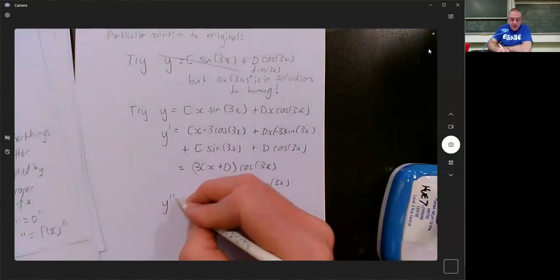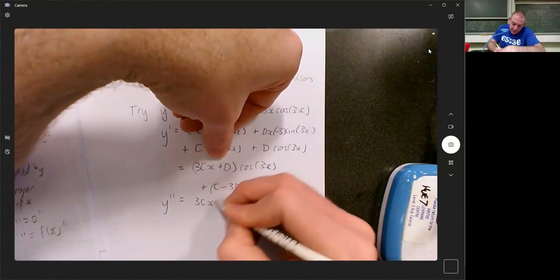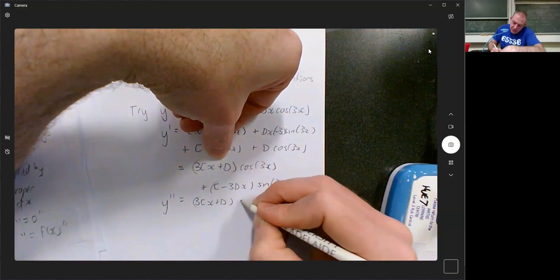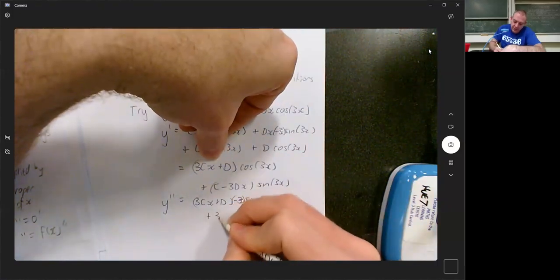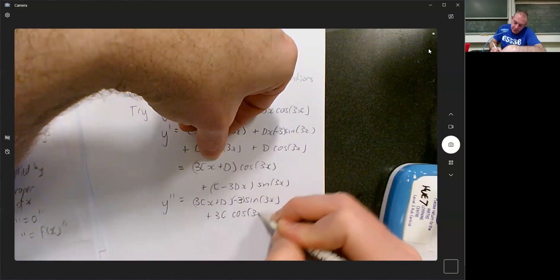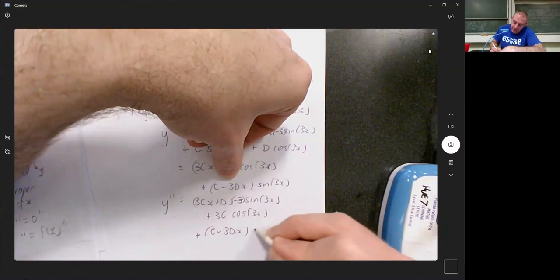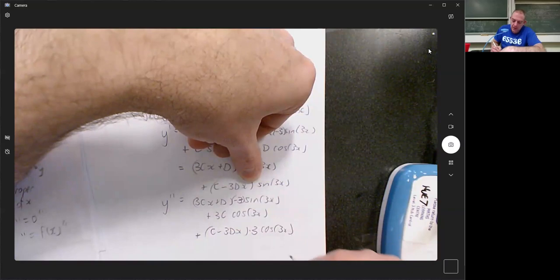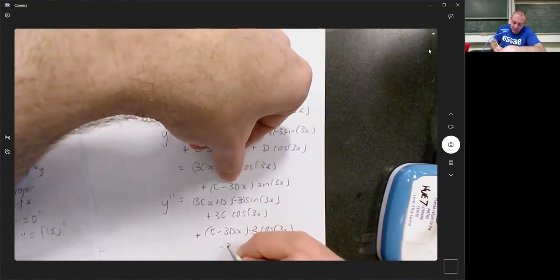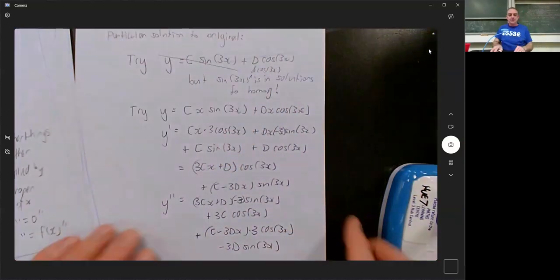And then when I differentiate it again, keep this, 3cx plus d, and differentiate the cos, minus 3 sine of 3x. And then differentiate this, which is 3c, and keep the cos. And then keep this, c minus 3dx. Differentiate the sine, which would be 3 cos 3x. And differentiate this, which is minus 3d, and keep the sine. Okay.